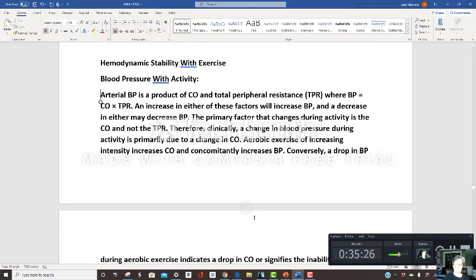Arterial BP is a product of CO and total peripheral resistance, TPR. With BP equals CO times TPR, an increase in either of these factors will increase BP, and a decrease in either may decrease BP. The primary factor that changes during activity is the CO and not the TPR. Therefore, clinically, the change in blood pressure during activity is primarily due to a change in pump, and aerobic exercise of increasing intensity increases CO and concomitantly increases BP.